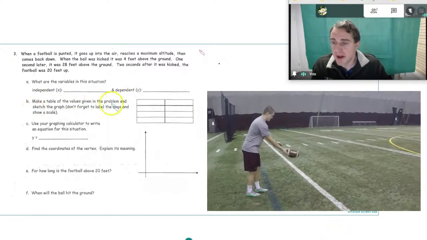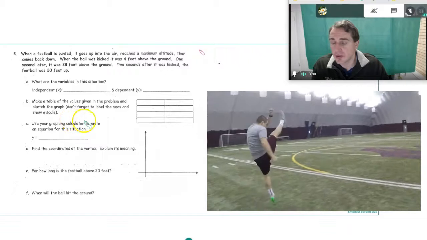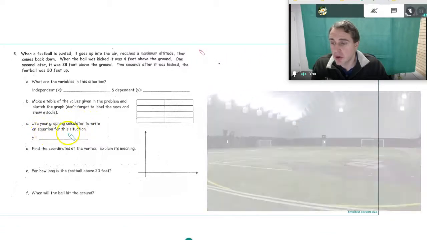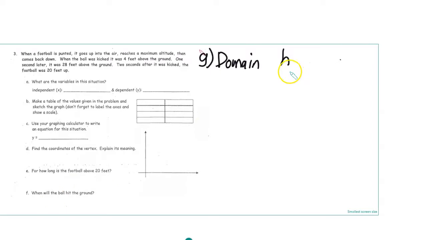B, make a table of the values given in the problem and then sketch a graph. Don't forget to label the axes and show a scale. C, use your graphing calculator to write an equation for this situation. D, write the coordinates of the vertex, explain its meaning. E, how long is the football above 20 feet? F, when will the ball hit the ground? G is domain and range. Okay, domain and range of this function.